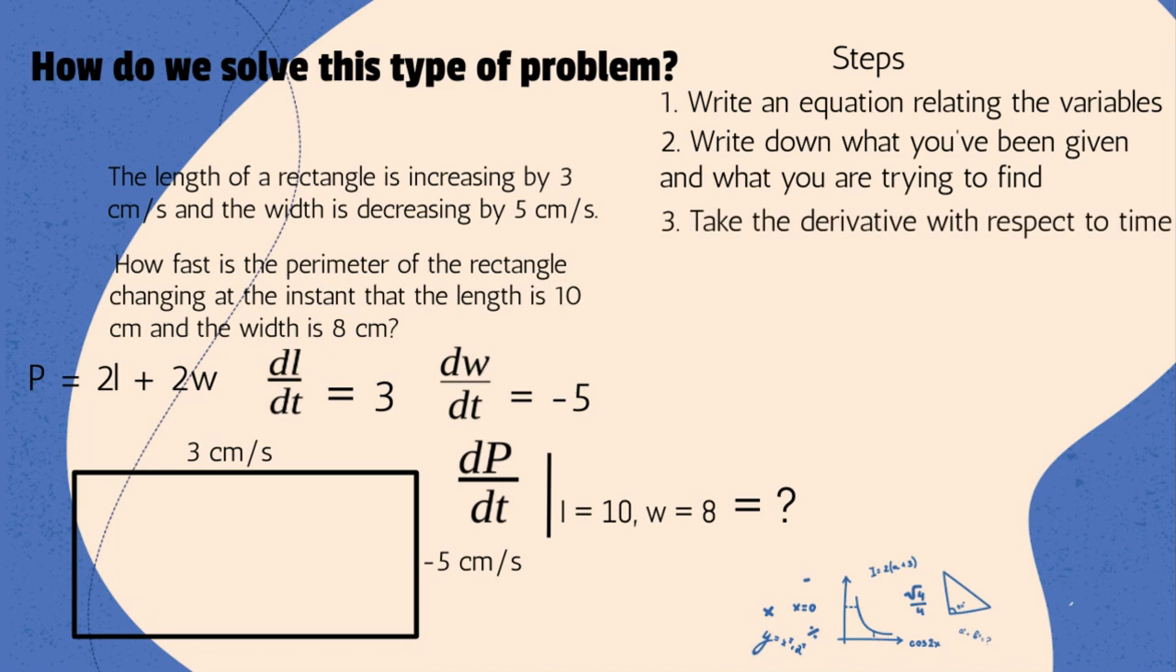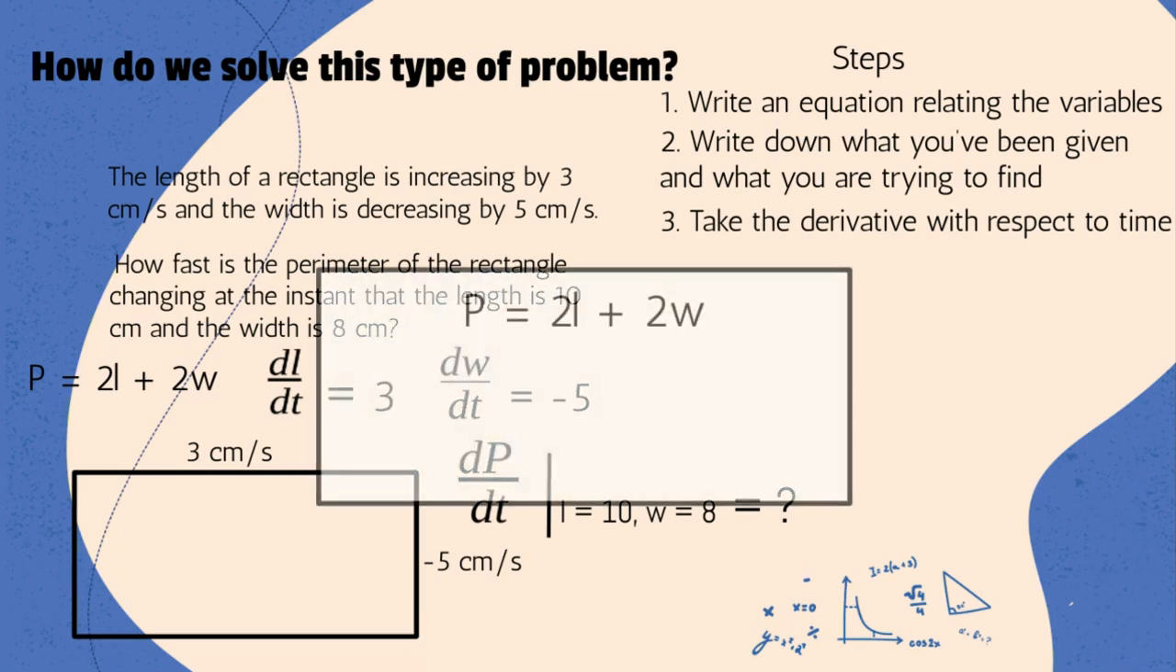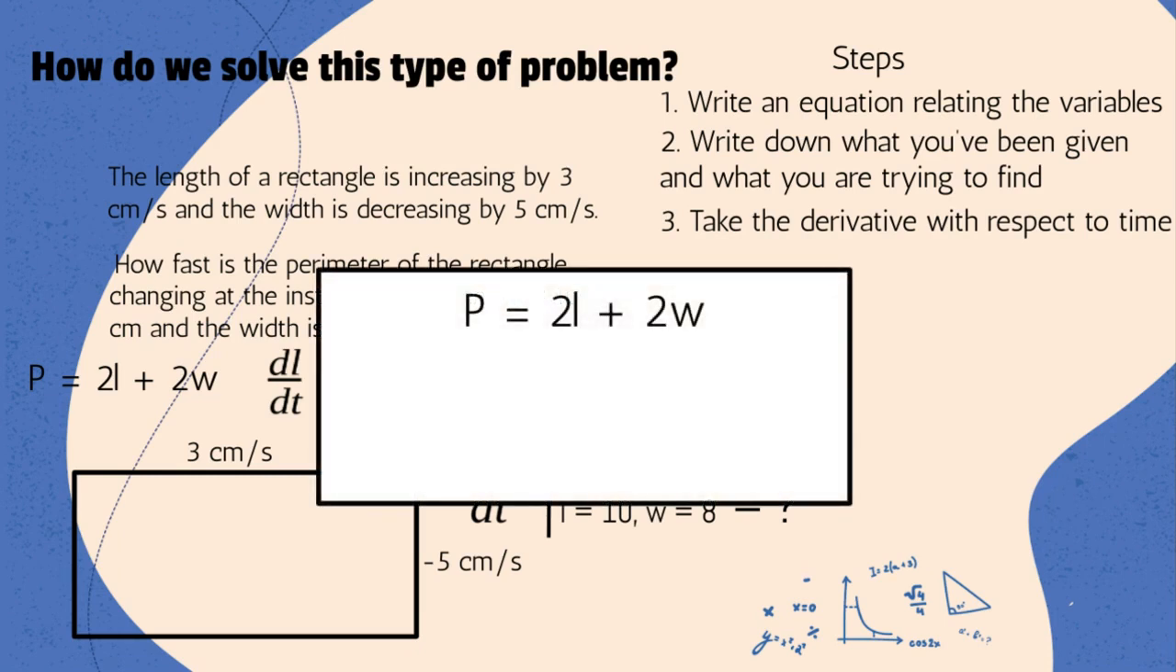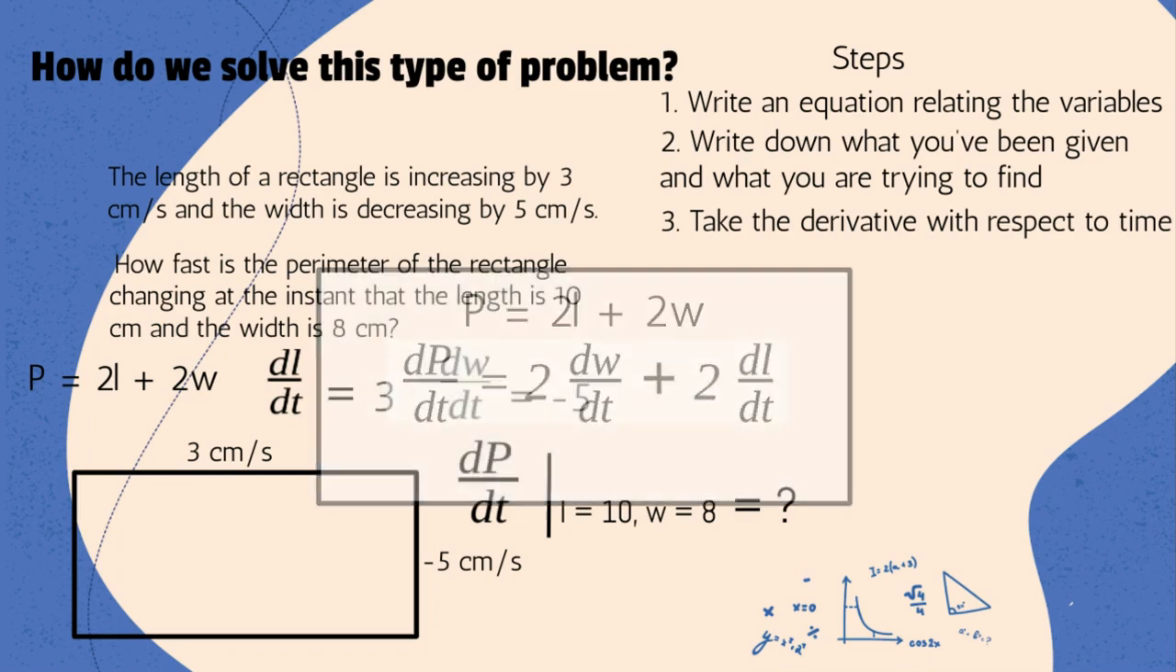We have to take the derivative with respect to time, and we're taking the derivative of the equation that relates the variables. In this case, it would be P equals 2L plus 2W. That is the equation that we need to take the derivative of. Taking the derivative of both sides gets you dP/dt equals 2 dW/dt plus 2 dL/dt. And we're going to use this equation in the next step.